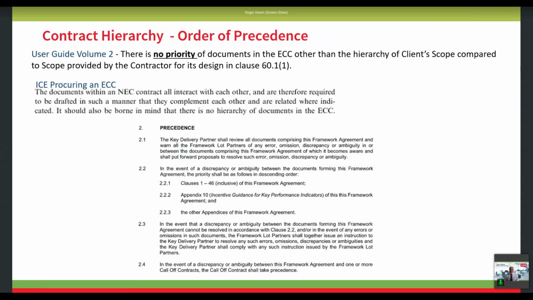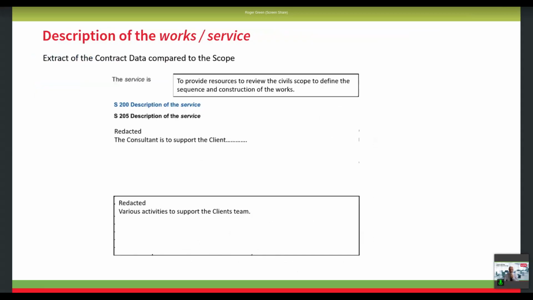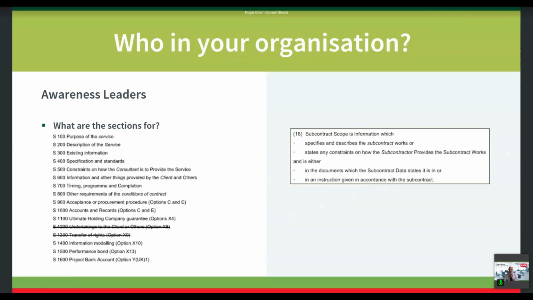Once you get into your awareness, you'll understand that actually there's different parts here in terms of the order of precedence. There isn't an order of precedence in NEC, but in the framework agreement, it will identify how you view each of those documents and the order in which you view them. But if there's any conflicts, it talks about how you deal with the conflicts.